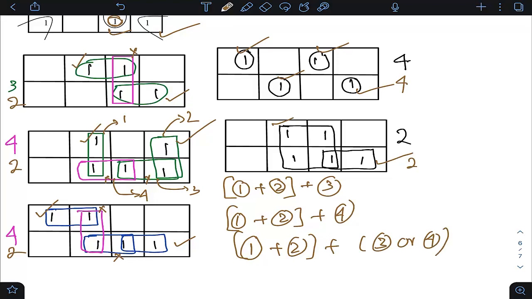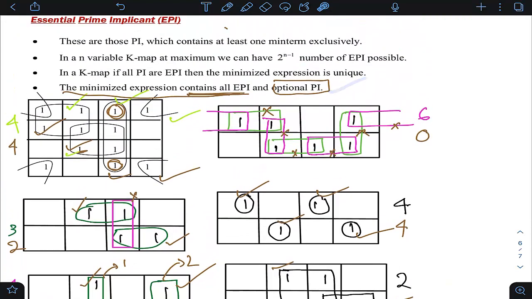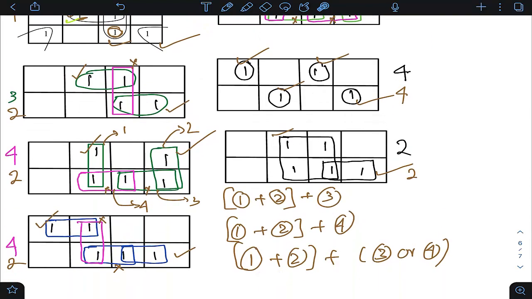So the minimized expression contains all EPI and optional PI. It is not necessary that it will cover all the optional PIs. I can take either 1, 2, 3 or 1, 2, 4. That is what the meaning is. So here the minimized expression will contain all the EPIs. In this case also it will contain all EPIs. But in this case you see all PI are EPI.